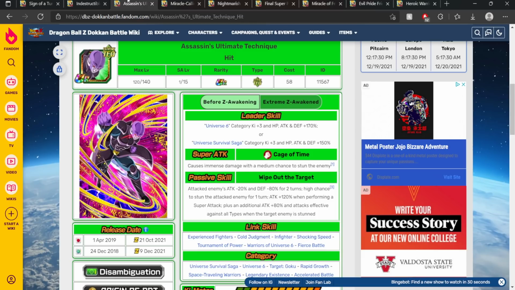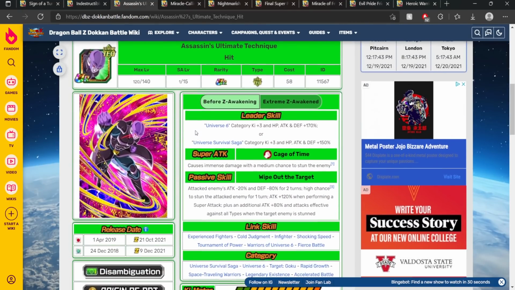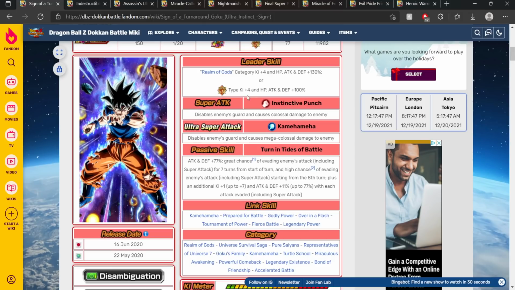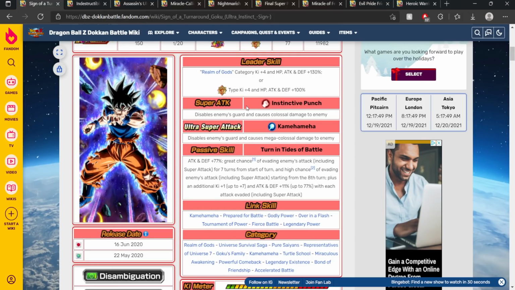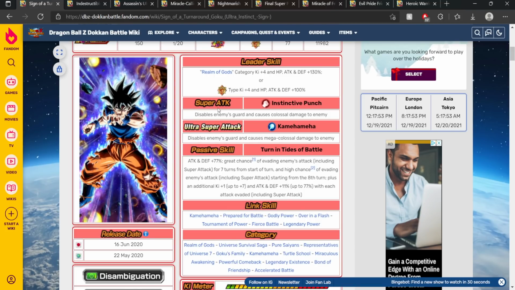That's why I think Global is such a great version for free-to-play players. Because, could you imagine having this Hit come out and really liking Hit, and then you go 1,000 stones deep for Hit, and they drop STR UI Goku right after that on JP? Now you have no stones and you're free-to-play. Could you imagine how pissed off you'd be? But on Global Dokkan, we can see that.